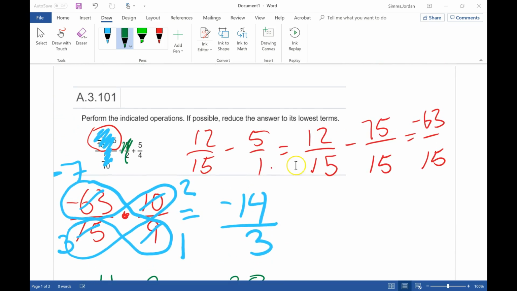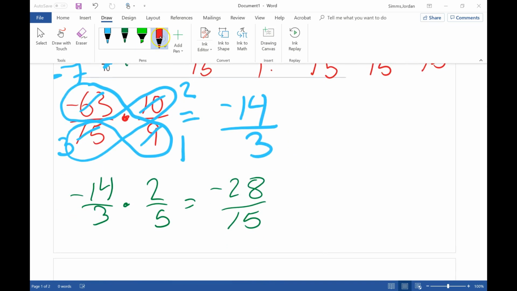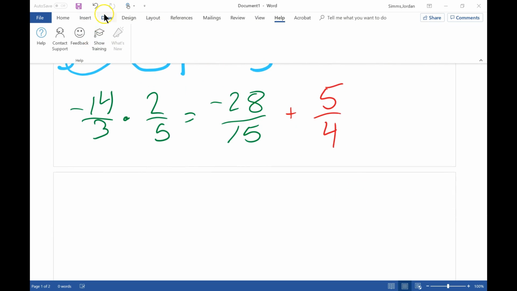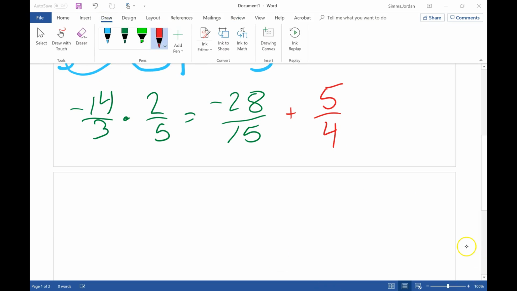And lastly, we'll just add it to 5/4. I'll get a different color. We'll add it to 5/4. So again, now we have to create our common denominator. Again, the quick and dirty way is just to multiply the two together, right? 15 times 4, that's going to be 60. So I'm going to have two equivalent fractions over 60. And again, we just multiply them down. 28 times 4.